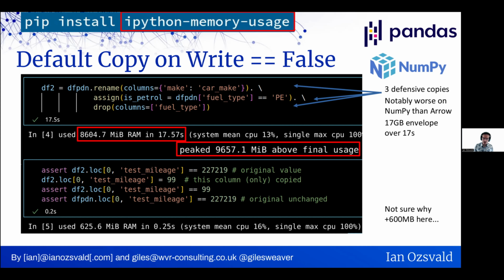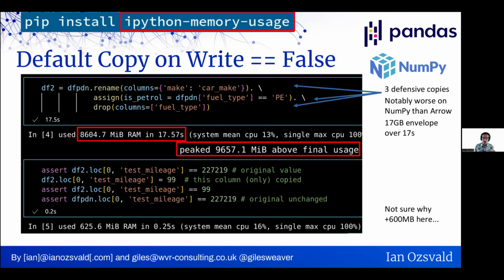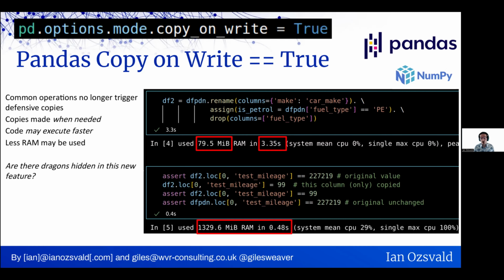Down below, I've got a couple of assert statements just to verify that I got exactly the output that I wanted. Here I've enabled copy on write, and then I did the same rename, assign, drop operation. It used 70 megabytes in 3 seconds, in contrast with 8.6 gigabytes in 17 seconds. So the only difference is I turned on copy on write.